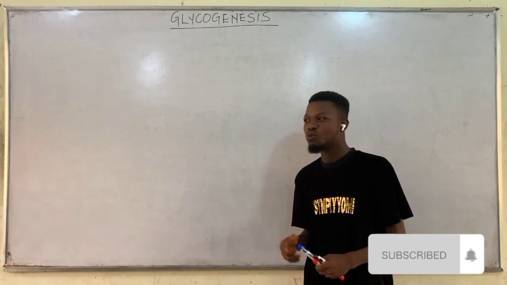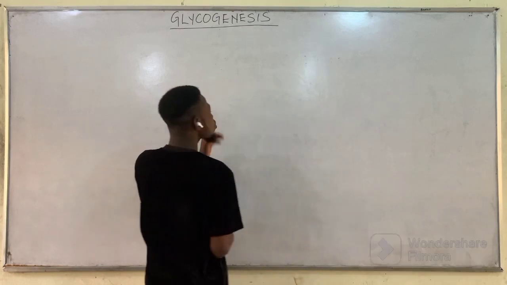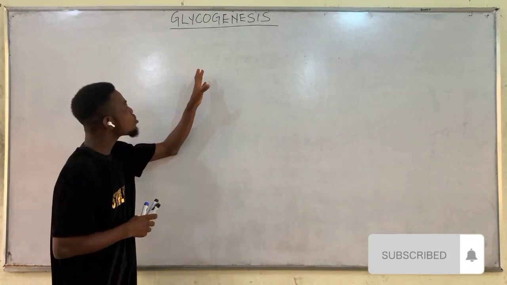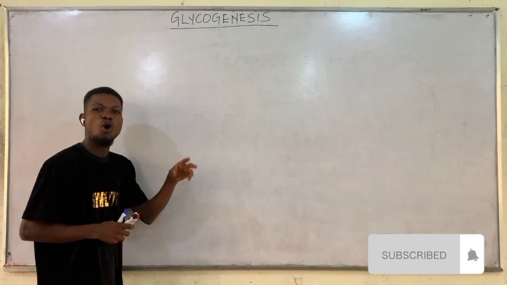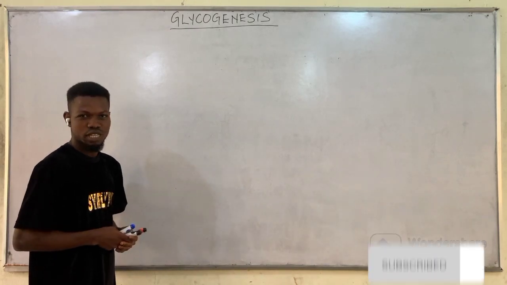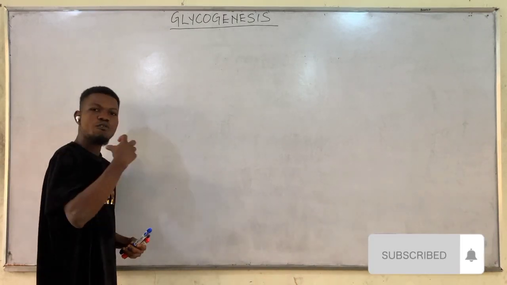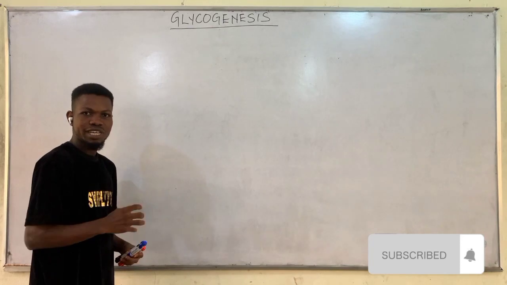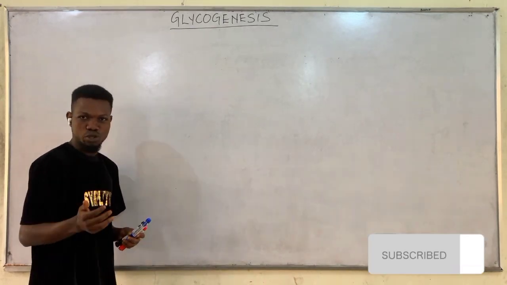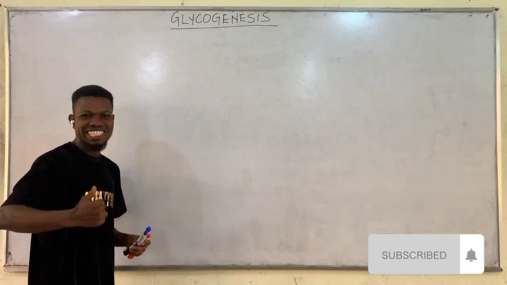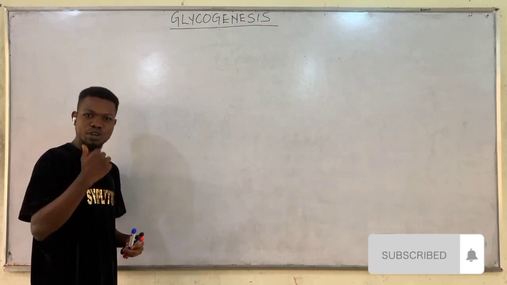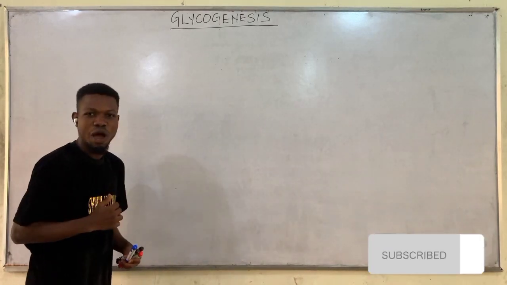What is glycogenesis? Glycogenesis is the building up of glycogen from glucose. You get it? In the process of forming glycogen, the precursor is the glucose. So the glucose is the starting substrate. The glucose is the precursor that will later give rise to our what? Glycogen.